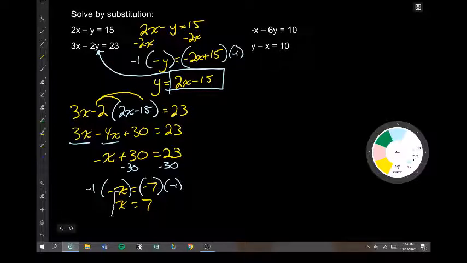Now that I know what x is, I'm going to take it and plug it into this equation up right here.